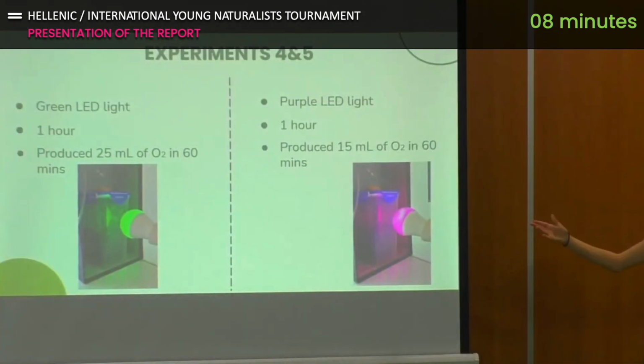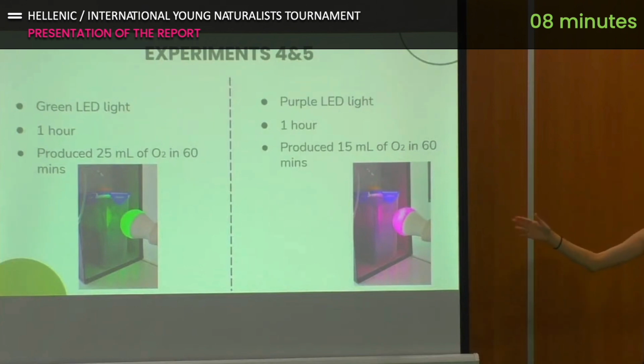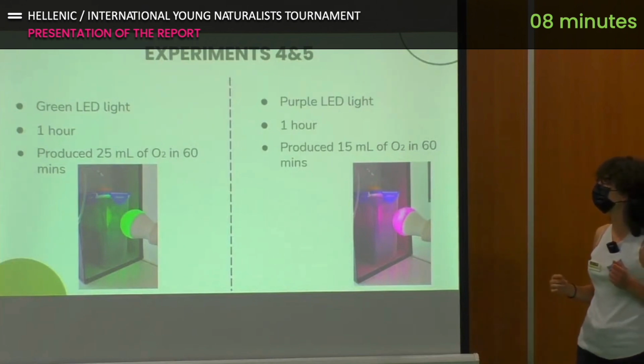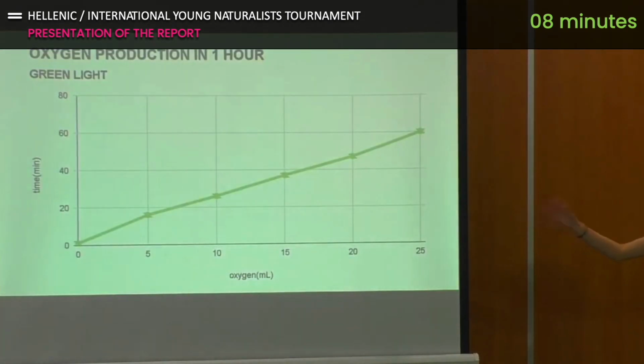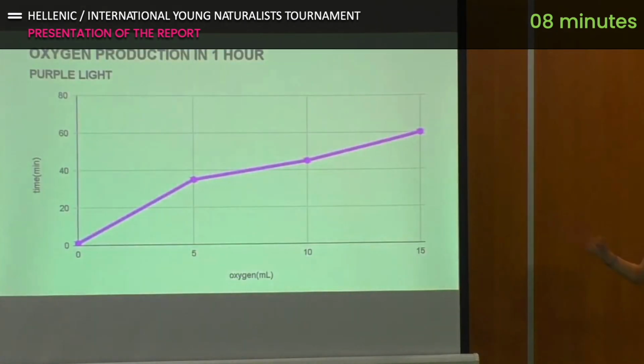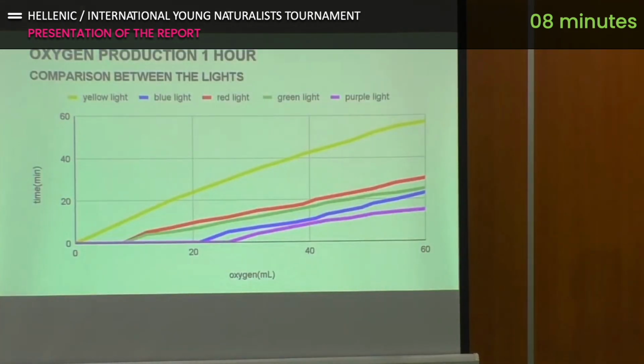So for my last 2 experiments, I used a green LED light and a purple one. The first one produced 25 millimeters of oxygen in 60 minutes, and the second one produced 15 millimeters of oxygen in 60 minutes. This is a graph that shows the oxygen production of the green light in 1 hour. And this is a graph that shows the oxygen production of the purple light in 1 hour. This is a graph that compares the oxygen production that each light had.